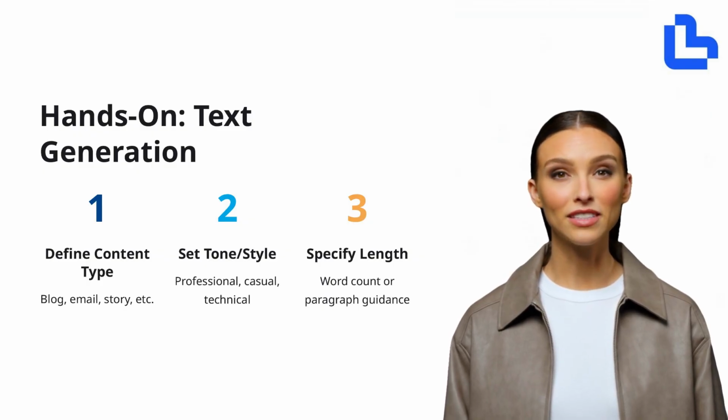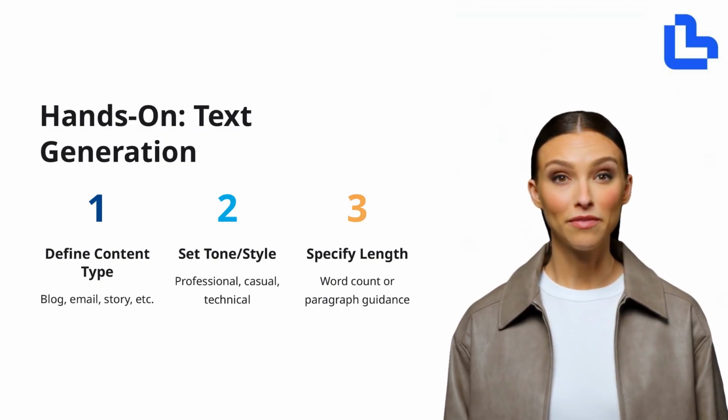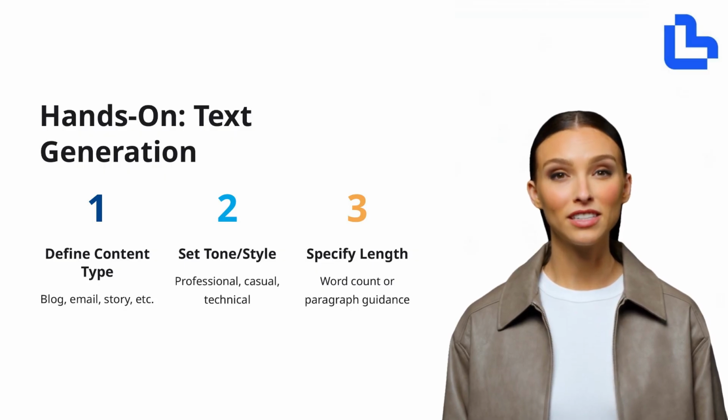The first step is to define the content type. Be specific. Are you asking for a blog post, a professional email, a social media caption, or a product announcement? Each format has its own tone, structure, and expectations, and the AI will perform better when it knows what it's aiming for.